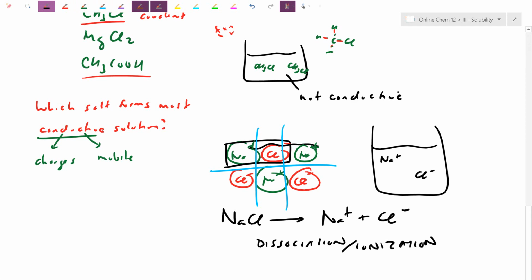Do we have charges? Definitely. Can these charges move? Definitely. So in that case, it's going to be conductive. And in fact, they're actually qualifying which one is the most conductive, meaning what we want is to have the most ions in solution.